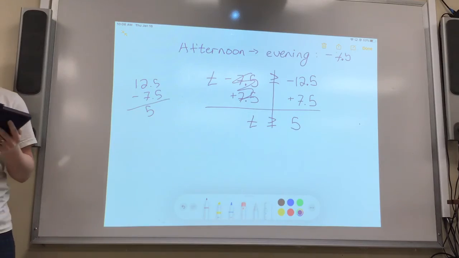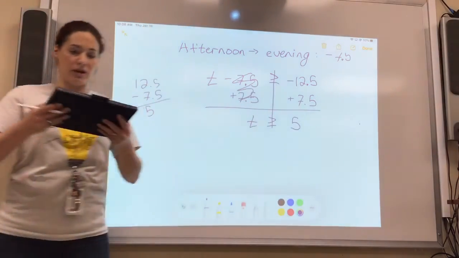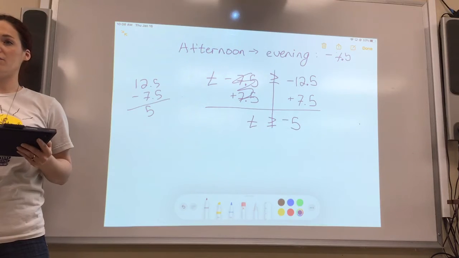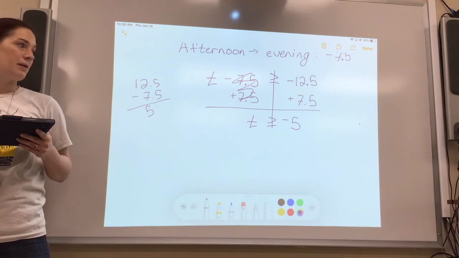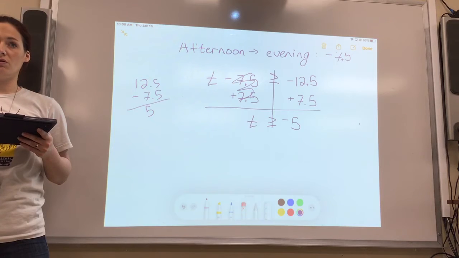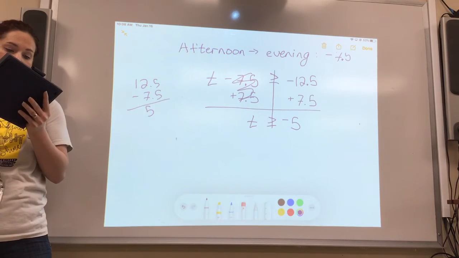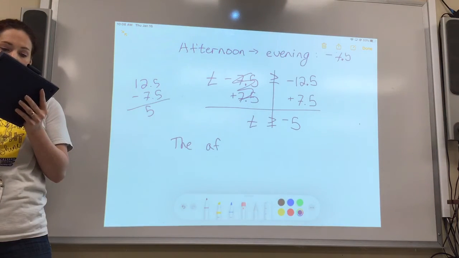But it's negative 5 because that 12 is the larger number and it's negative. So negative 5. So what was the temperature in the afternoon? What was the temperature in the afternoon, Hannah? Negative 5 degrees. Well, it could be. It could be, yep.